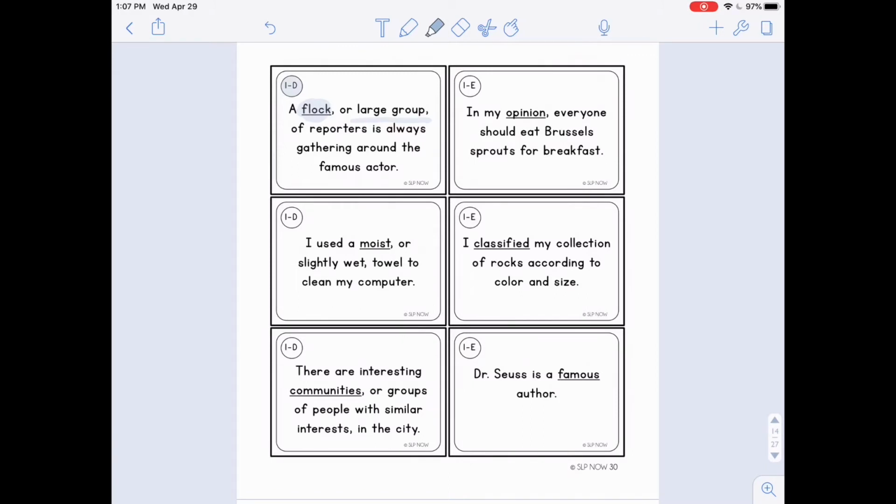Do you think a flock could mean the same thing as a large group? A large group of reporters is always gathering around the famous actor? Yeah, I think so too. So we figured out the meaning of that one.